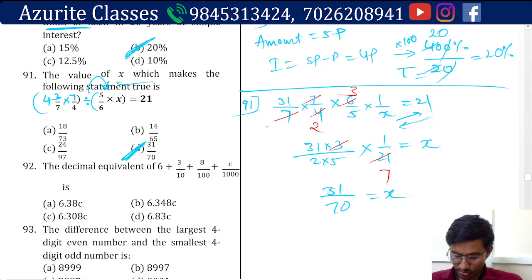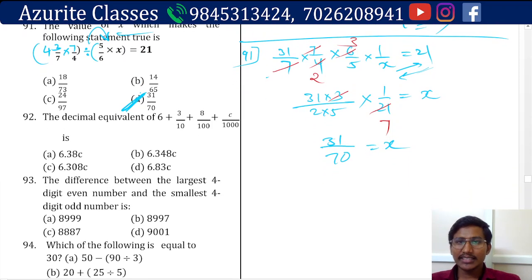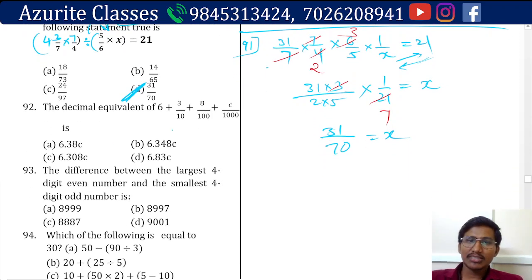Good. Let's go to the next, question 92. The decimal equivalent of this: directly 6, first tenths 3, then hundredths 8, then thousandths c. So 6.38c, option A.